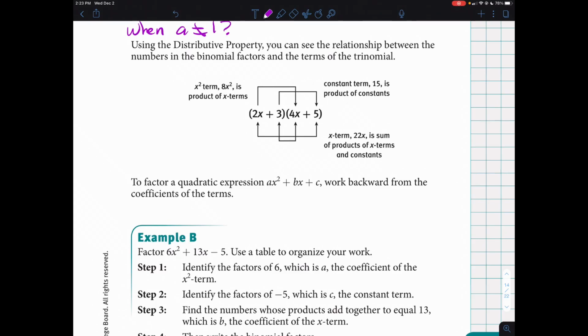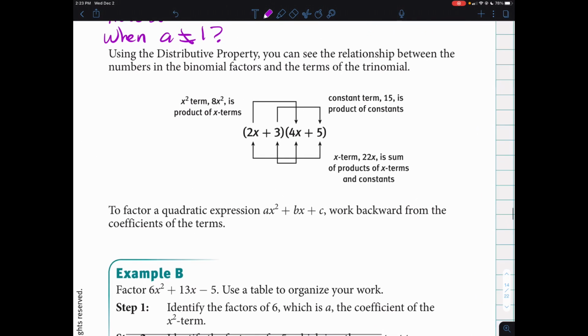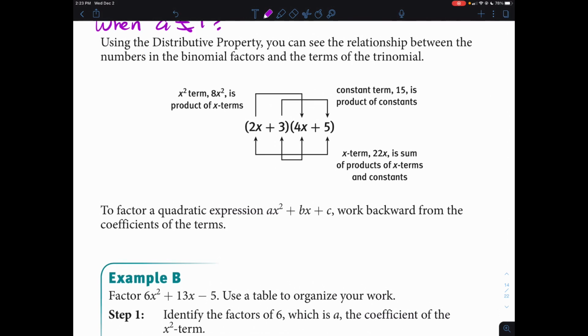Okay, so this right here just kind of breaks down what I talked about in the last video a little bit. We're talking about using the distributive property. You can see the relationship between the numbers and the binomial factors and the terms in the trinomial. And by the way, the trinomial is the answer that we got. This is the trinomial, okay? And the factors, the binomial factors, that's where we started at. Just to kind of break down some vocabulary for you there.